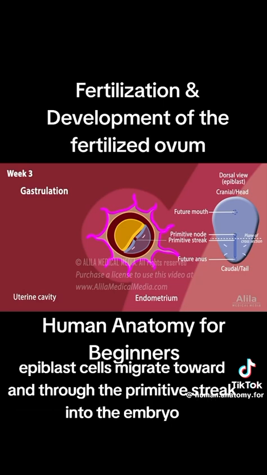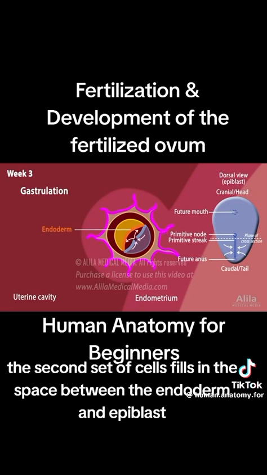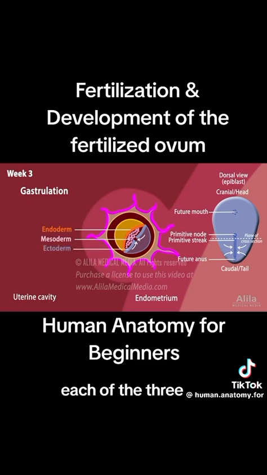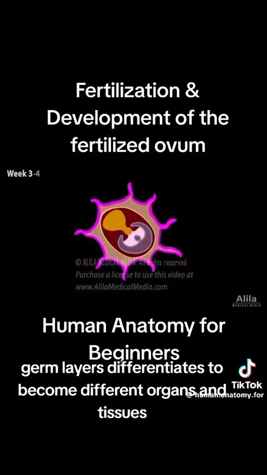Epiblast cells migrate toward and through the primitive streak into the embryo. The first set of cells displaces the hypoblast and forms the endoderm. The second set of cells fills in the space between the endoderm and epiblast, creating the mesoderm. The remaining epiblast cells form the ectoderm. Each of the 3 germ layers differentiates to become different organs and tissues.